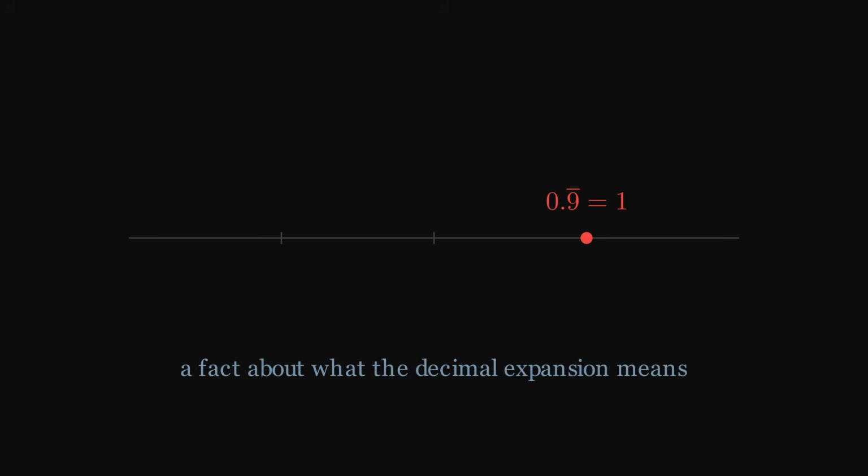This is not a trick of notation. It is a consequence of what the decimal expansion actually means, what the real numbers actually are, and what it takes for two real numbers to be different. This video is about why 1 and 0.9 repeating are the same number, the 4 proofs that establish it, why the human mind reflexively rejects all 4 of them, and what the entire affair reveals about the structure of the real numbers themselves. The first and most famous proof is so short it fits on a napkin.